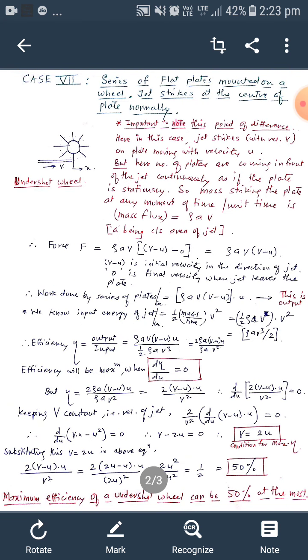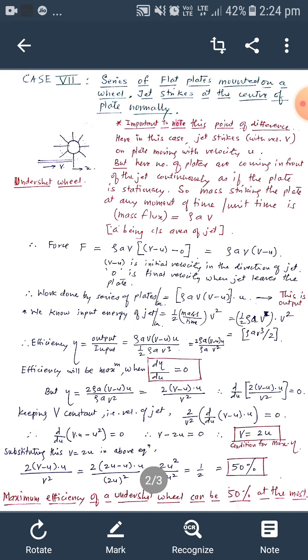Now we shall come to the actual practical case, because only a single moving plate does not give the solution. What exactly is required? Suppose there are a number of such plates mounted on a wheel; that wheel is called an undershot wheel. When the jet strikes the wheel, it starts rotating. So this is the actual concept of the conversion of hydraulic energy into mechanical energy of the wheel.